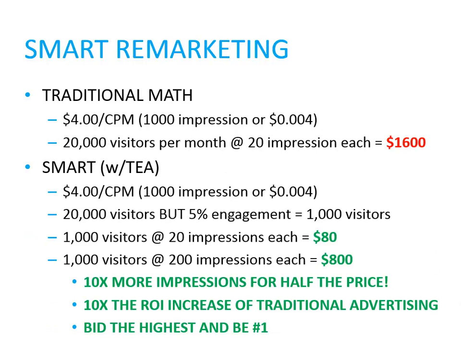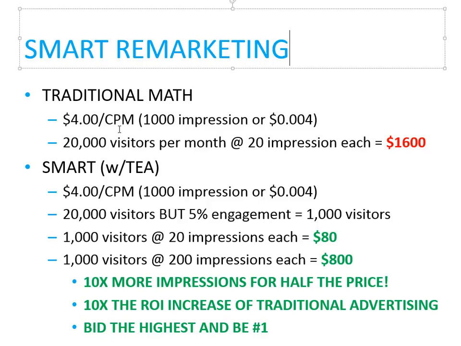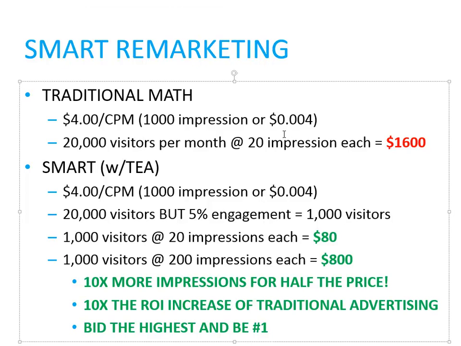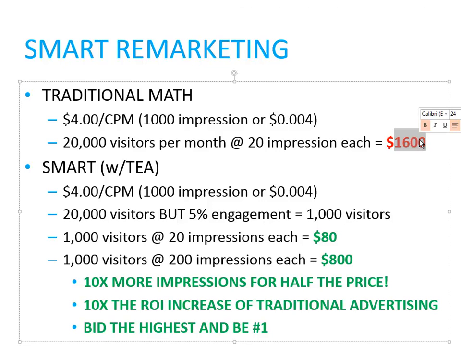So here is the math for smart remarketing. Traditional remarketing will be somewhere around $4 for every 1,000 impressions, which basically comes out to be about half a penny per impression, so about a penny every time you show 2 ads. So assuming, let's say you have 20,000 visitors per month coming to your website, and you're following their advice of 20 impressions per visitor, you're going to spend $1,600, and you're going to be promoting it to botnets and people who don't care about your product.